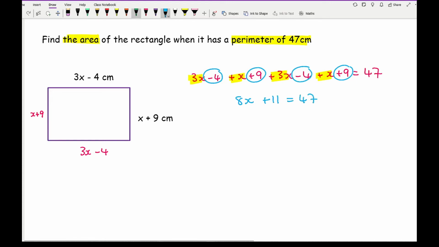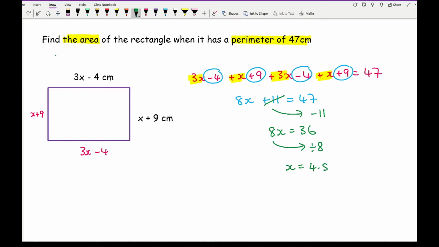So now all I've got to do is solve this equation. So get rid of 11 by subtracting it. Well, 8x equals 36, and then divide by 8, and that gives me an answer of 4.5. So now what I need to do is work out what the dimensions of this are going to be.